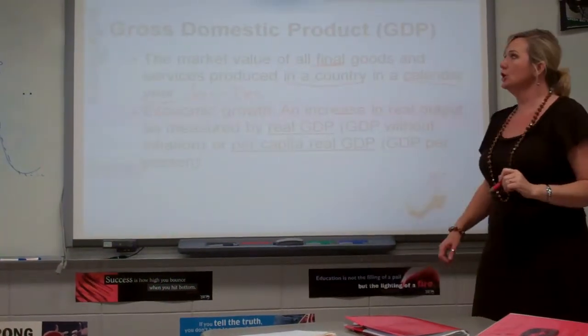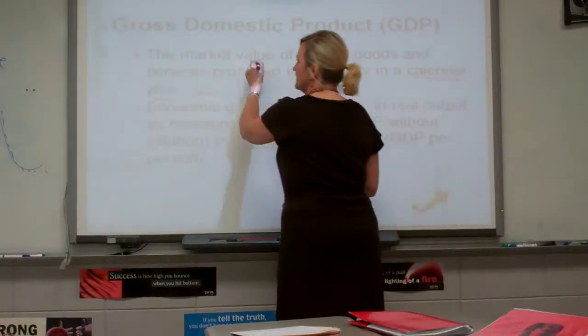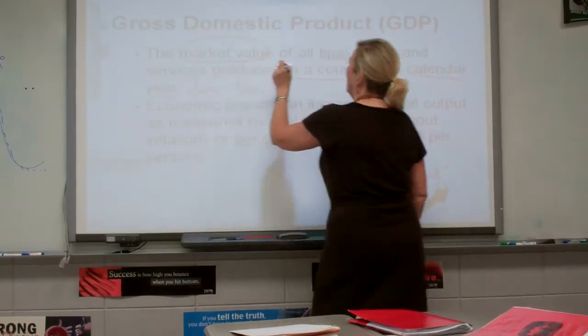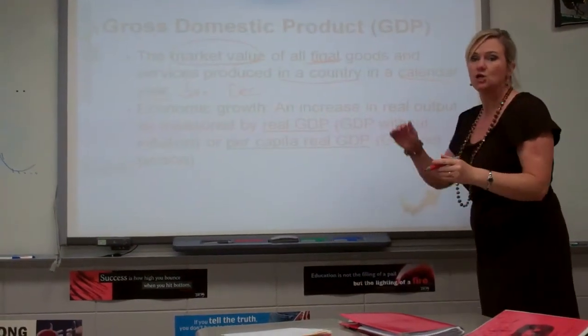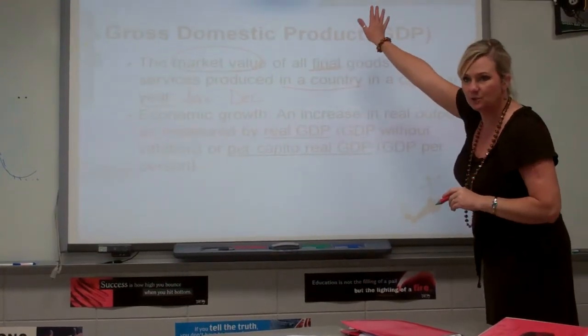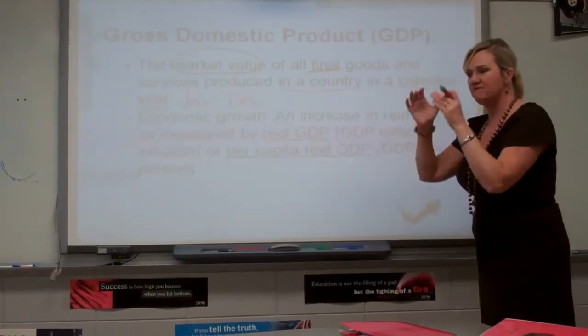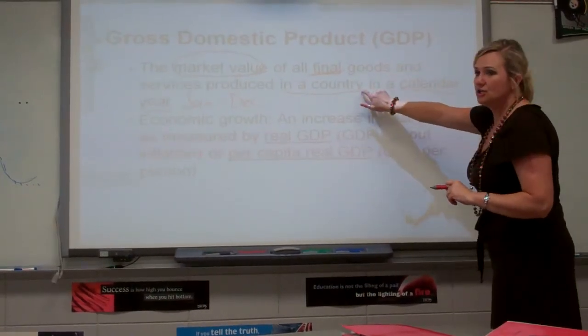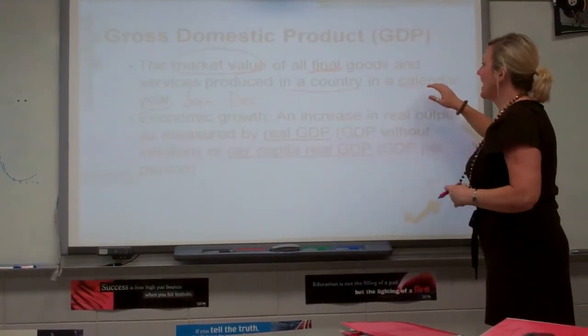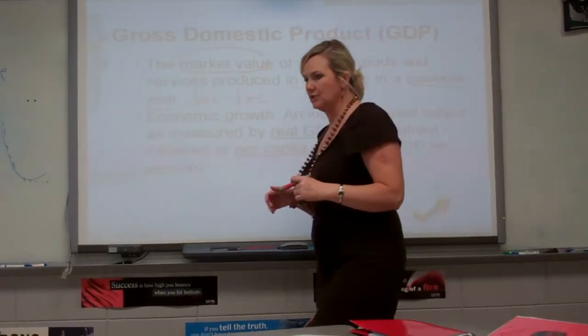Okay, so we're looking at the market value, there's equilibrium, of all final end products, that's product market, not the business market, not the resource market, factor market, but final goods and services in the product market produced in a country, the United States is what we're looking at, in a calendar year, January through December.